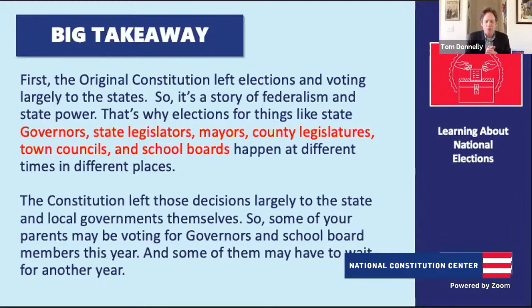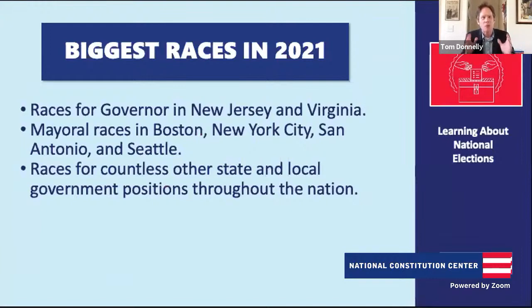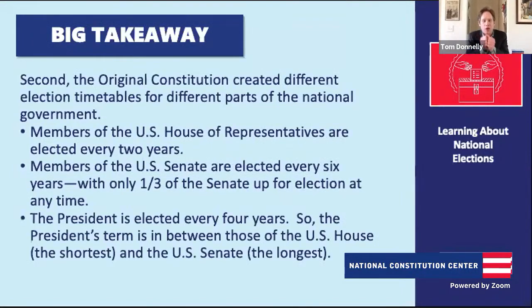of the national government. So members of the U.S. House of Representatives are elected every 2 years. Members of the Senate serve for 6 years, with a third of the Senate up at any given time. And the president is elected every 4 years. So the president's term is somewhere between the U.S. House, which is the shortest, at 2 years, and the U.S. Senate, which is the longest, at 6 years.